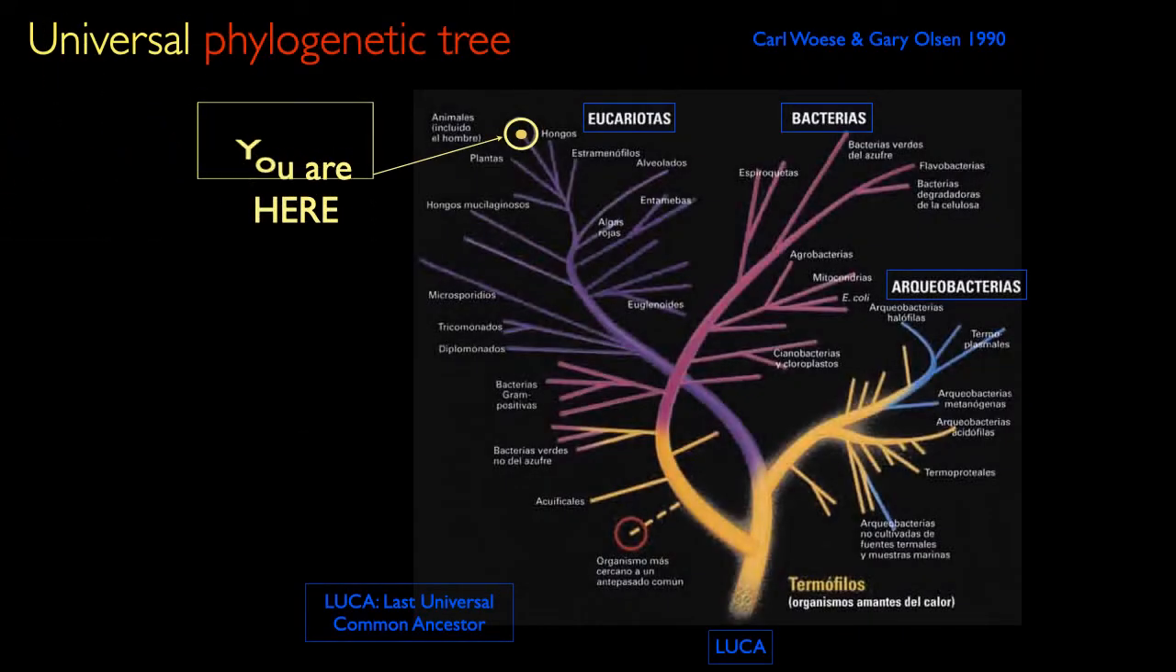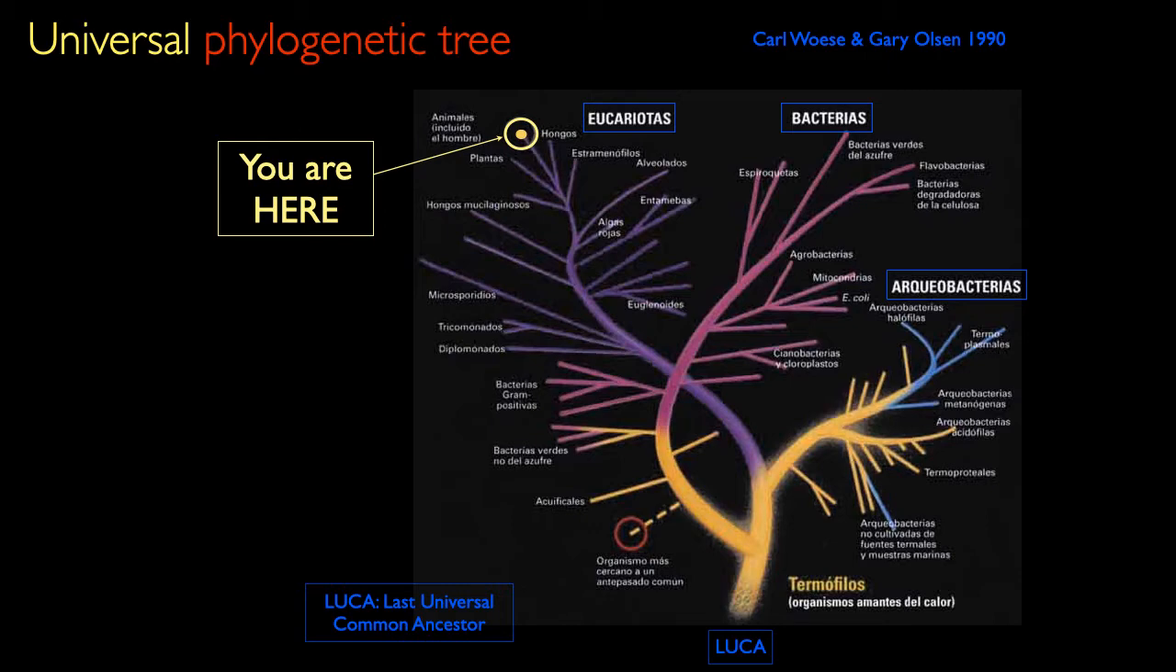Here you have a tree showing all the forms of life that exist or have existed in the past. It is called the universal phylogenetic tree. The variability of life we have today is believed to expand from a common origin that is known as the last universal common ancestor, or LUCA.